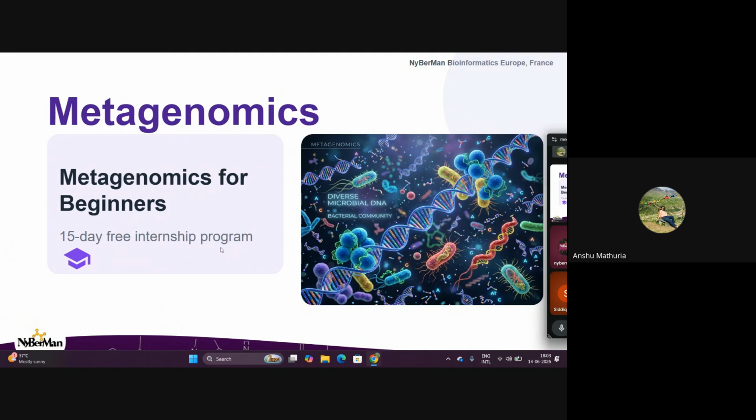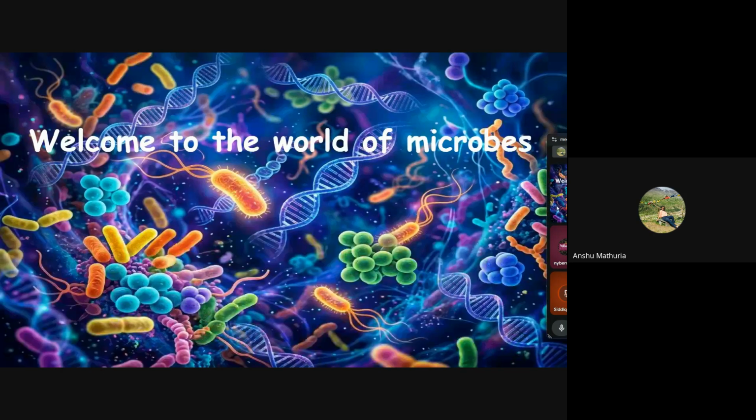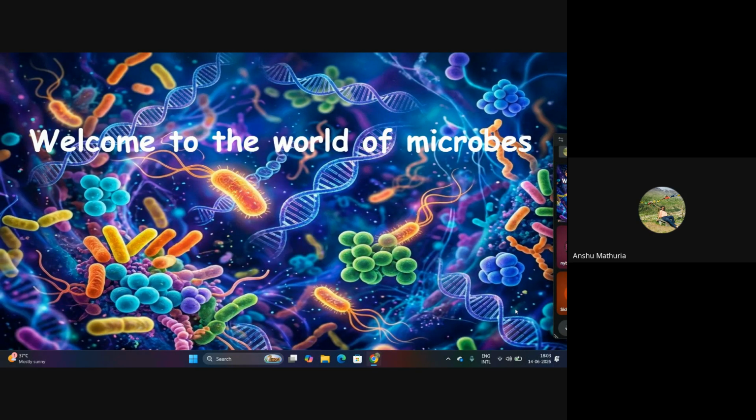We understood the basic workflow, the types of metagenomic sequencing that are done, and why 16S rRNA is very important for metagenomics. For today's session, I again welcome you all to the world of microbes. Before I start, maybe we can talk about microorganisms. Microorganisms are among the oldest forms of life on Earth. They have been existing for billions of years, even before humans, plants, or dinosaurs appeared.